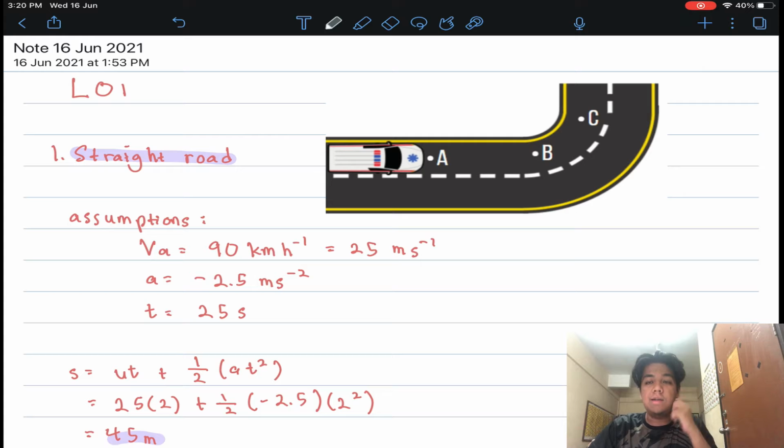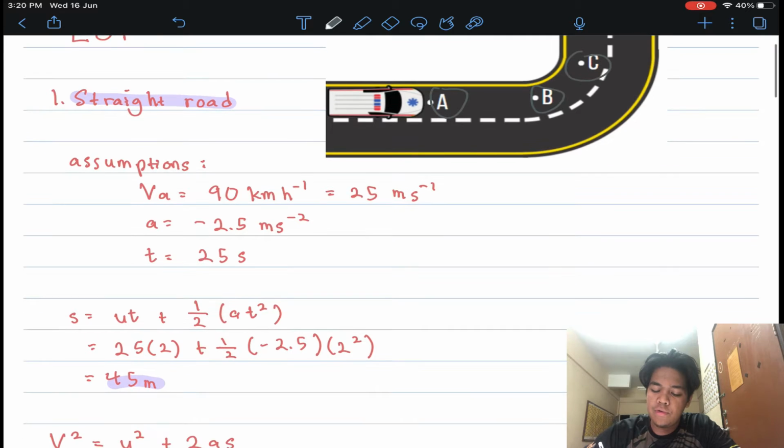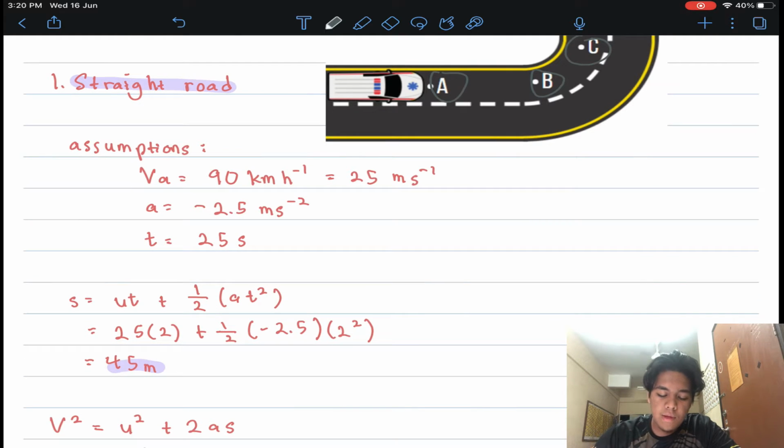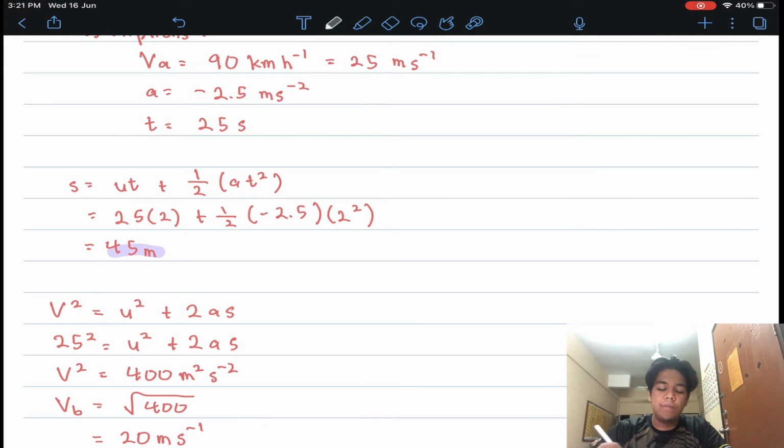Hello, my name is Daniel Ashraf. I'm going to talk about learning outcome number 1. So in this scenario, there are two phases, which are a straight road and a curve road. The assumptions are the initial velocity, which we use 90 km/h, acceleration negative 2.5 meter per second squared, and the time from point A to point B is 25 seconds. So first we need to find the distance.